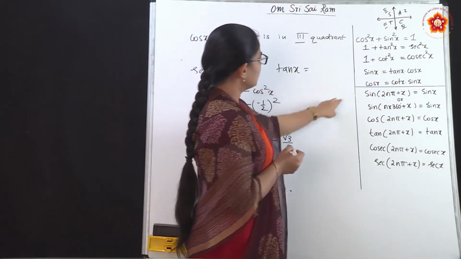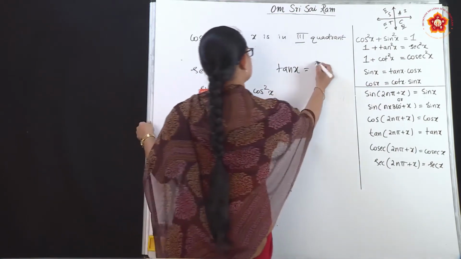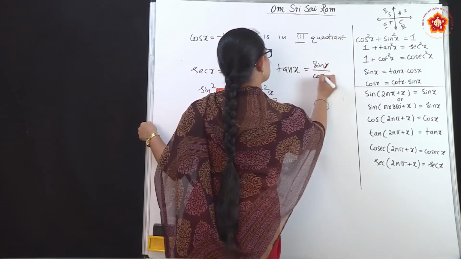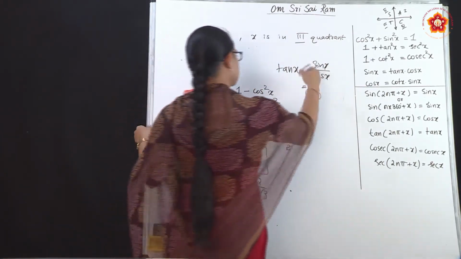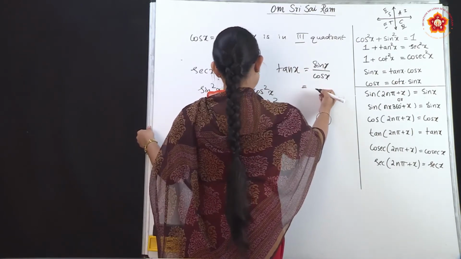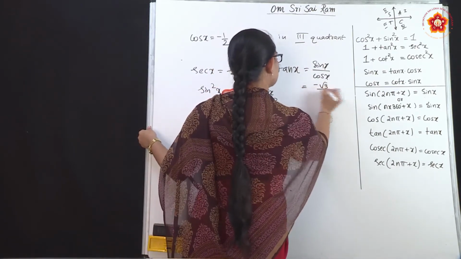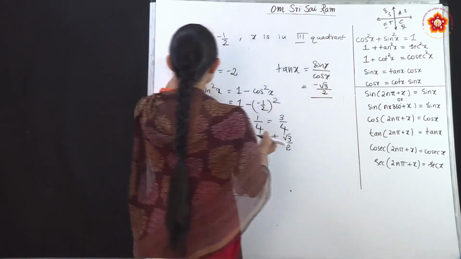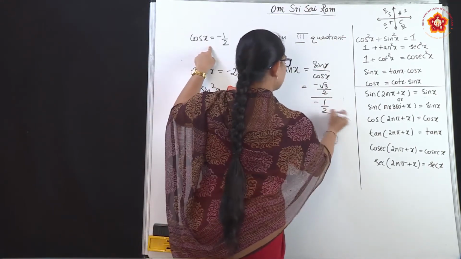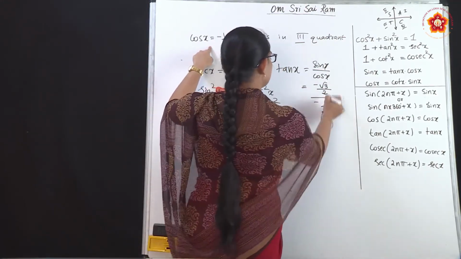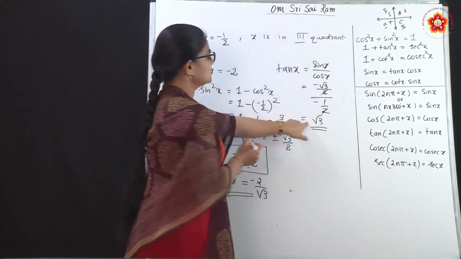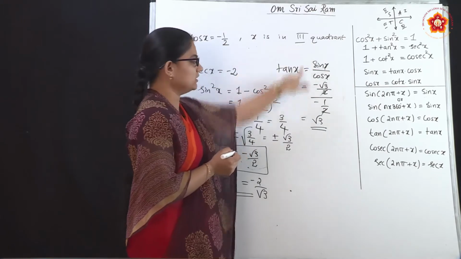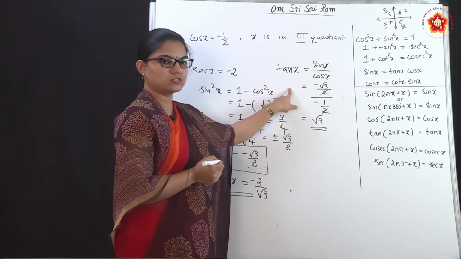Or one more method is, you know already tan x is sin x by cos x. You know what is sin x, what is cos x, right? So, just substitute that value. Sin x is minus root 3 by 2, cos x is minus half. Just simplify this, you will get the answer root 3, right? You got plus root 3. Why? In the third quadrant, tan is positive.